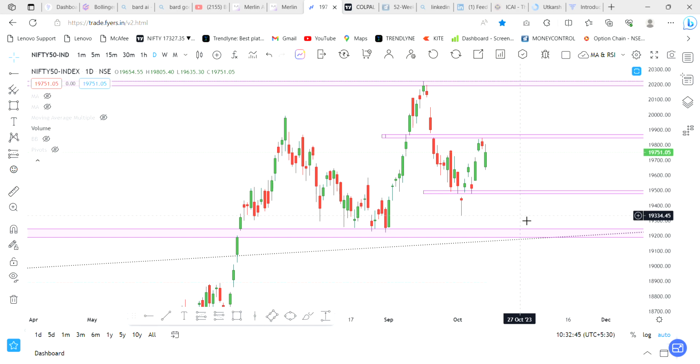With that note, for Nifty, 19,500 to 19,850 I'll be sideways, and above that bullish, below that bearish. Whereas for Bank Nifty, 43,500 to 44,800 is sideways, above that bullish, and below that bearish. So these are my views on Nifty and Bank Nifty.